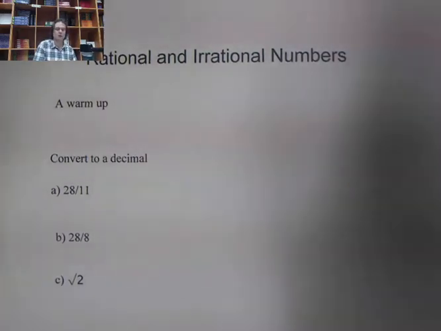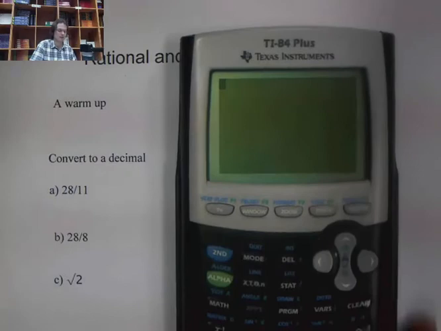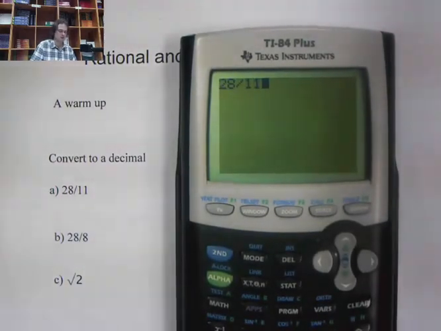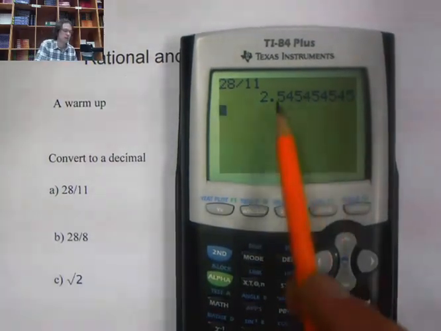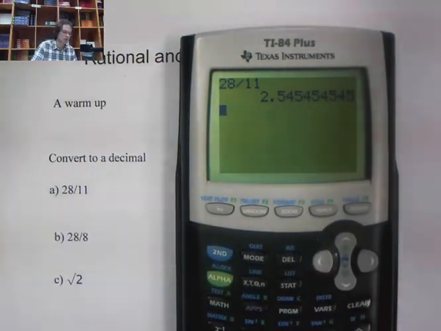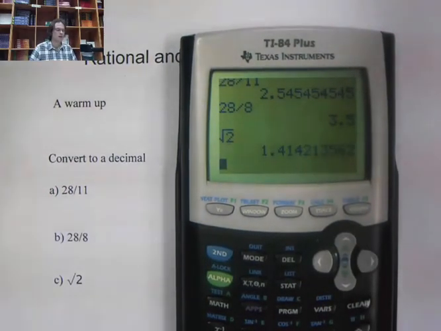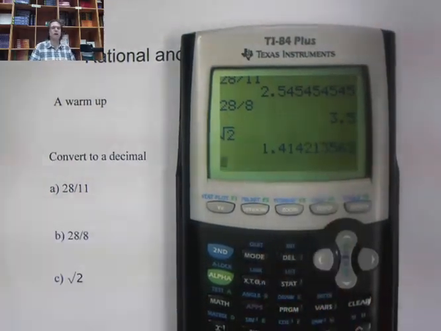First one, we have 28 divided by 11. What does that give me? 2.545454. This looks like it goes on forever, doesn't it? My next one is 28 divided by 8. What does that give me? 3.5. My last one is the square root of 2. I get 1 point, and this one goes on forever as well.